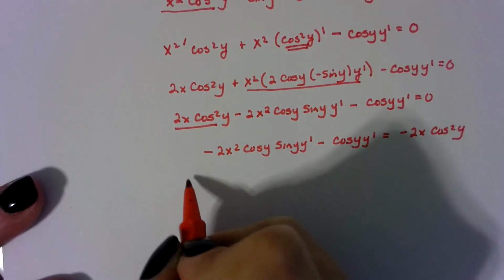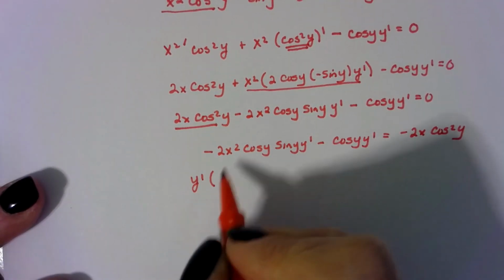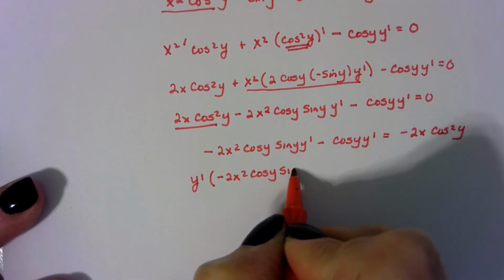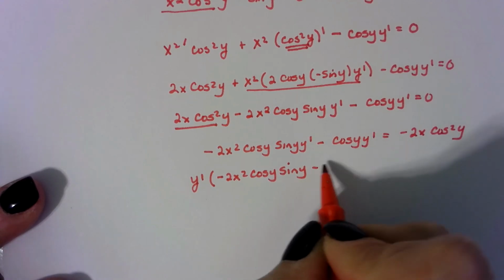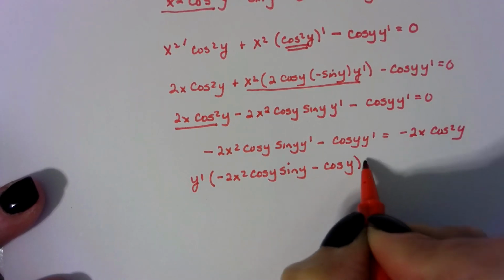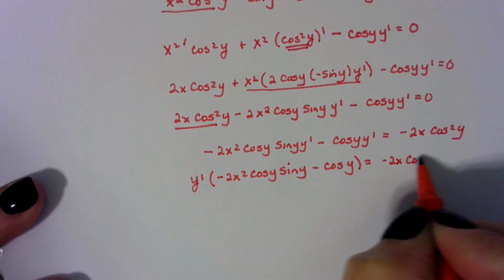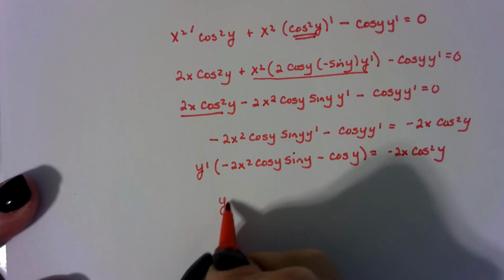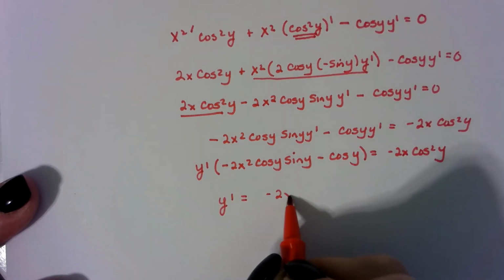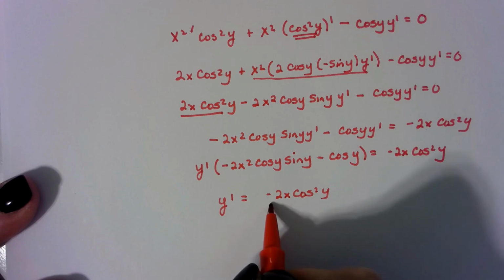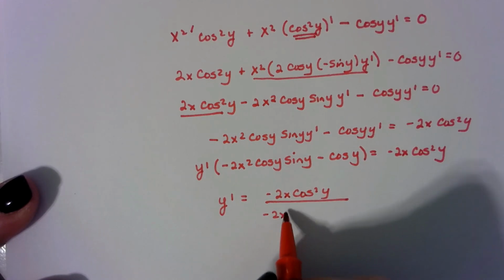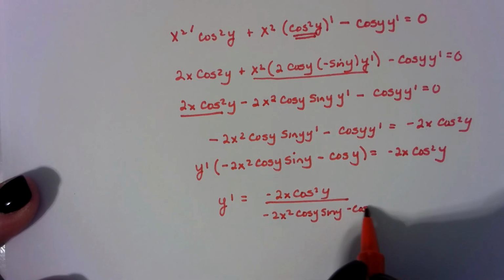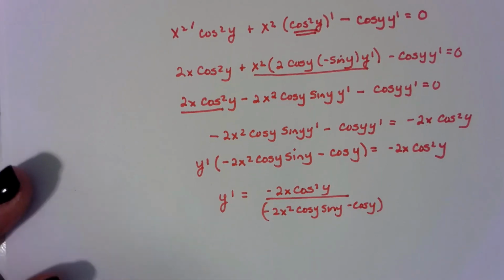And I'm going to factor out that y prime. I don't care about anything else. So I've got negative 2x squared cos y sine y, minus cos y, is equal to the right hand side. And now I can solve for y prime. Y prime is equal to negative 2x cosine squared of y, all over negative 2x squared cos y sine y minus cos y. And you can keep it in parentheses if you want to.